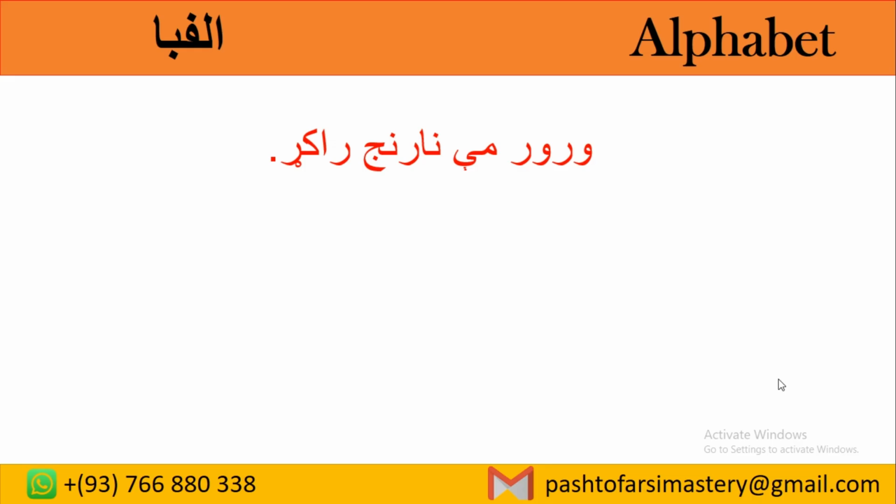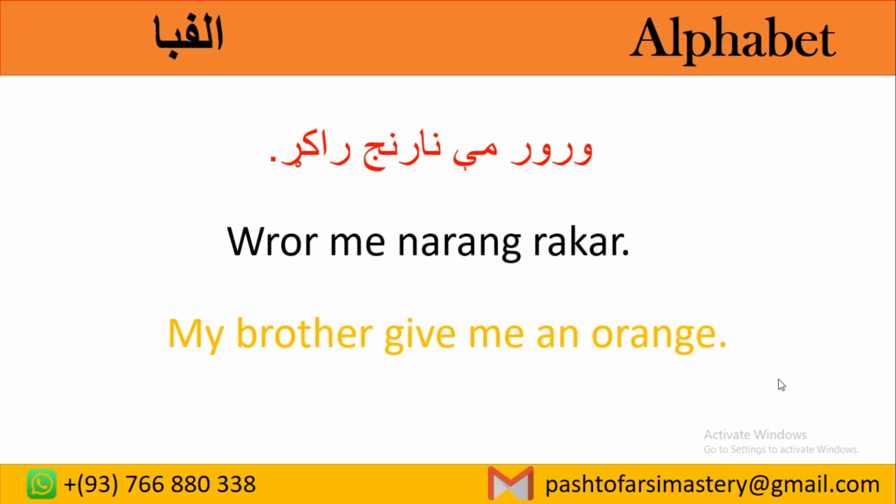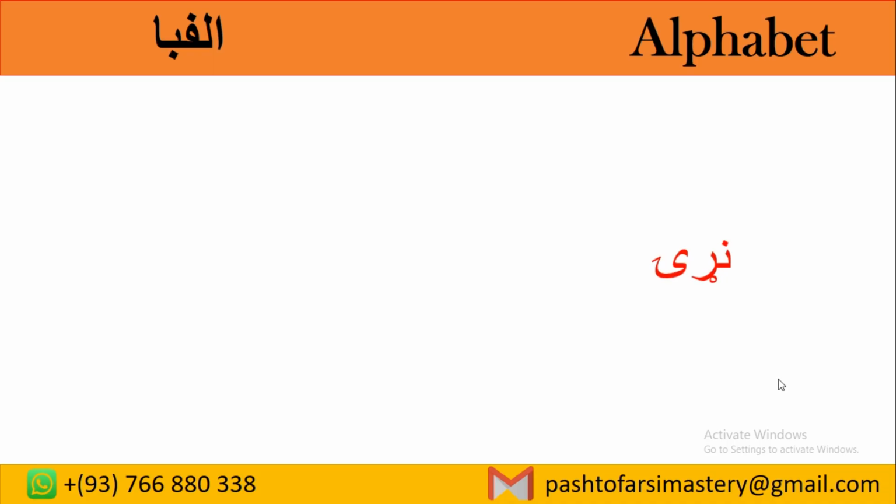For example, we have ورور مې نارنج راکړ. My brother gave me an orange. ورور means brother, مې means my, نارنج means orange, راکړ means give. ورور مې نارنج راکړ. My brother gave me an orange.